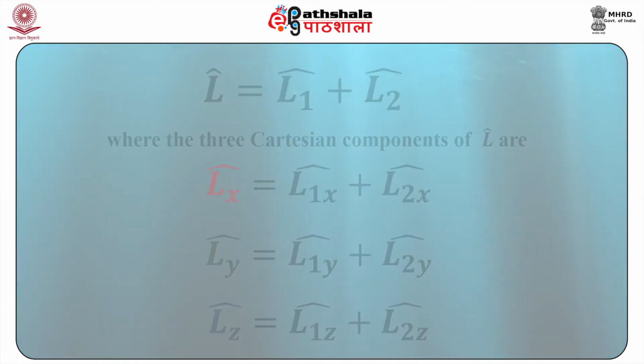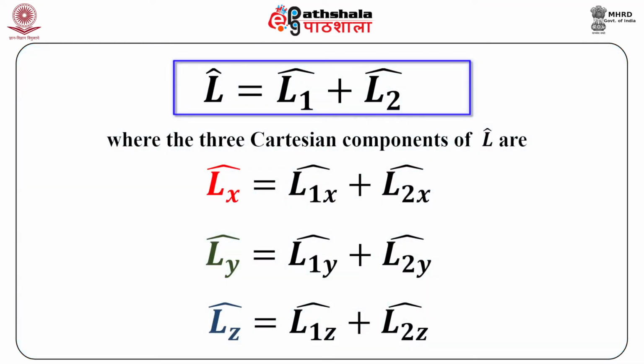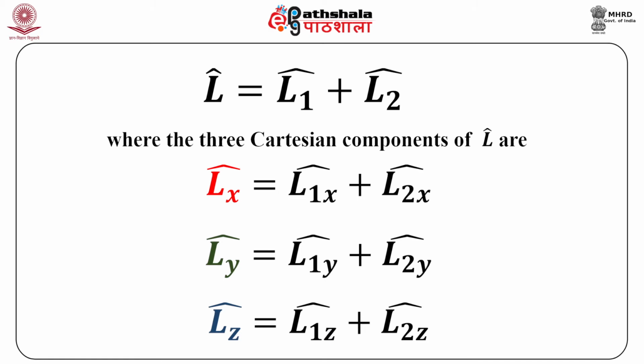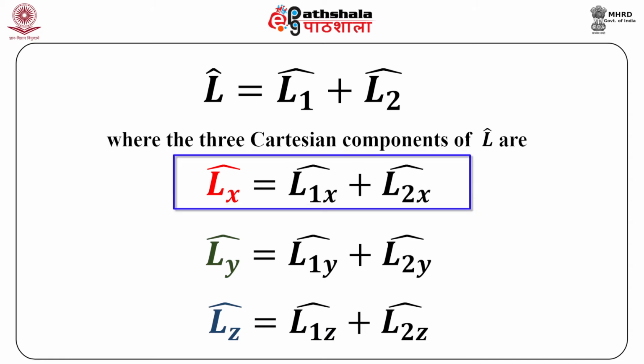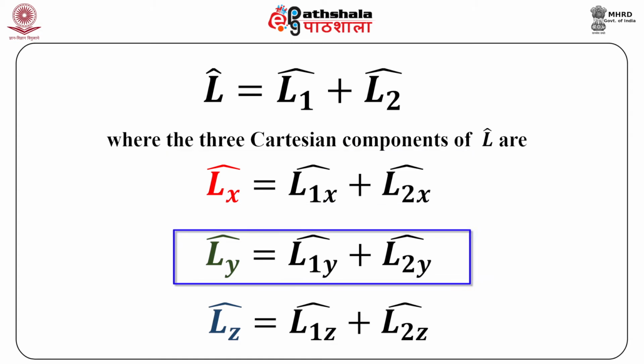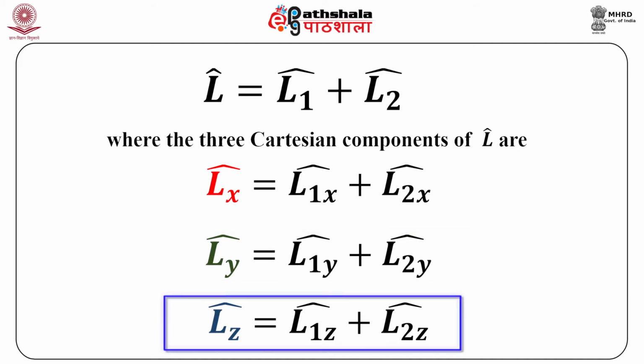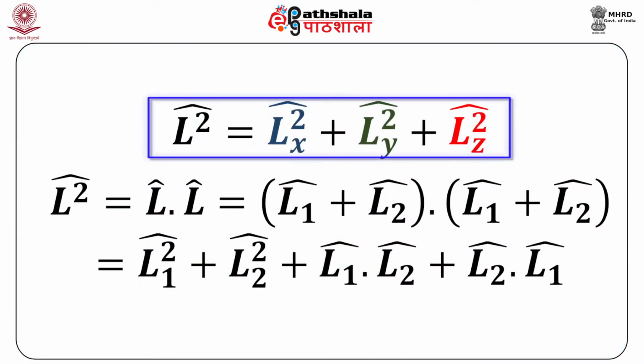Also, the total angular momentum for the two electron system is taken as sum of individual angular momentum associated with the electron. So, capital L becomes equivalent to L1 plus L2, where the three Cartesian components of L can be represented as Lx becomes equal to sum of L1x plus L2x, Ly becomes sum of L1y plus L2y, and Lz becomes sum of L1z plus L2z. Now, if we look at the magnitude of total angular momentum, it is taken as sum of Lx square plus Ly square plus Lz square.